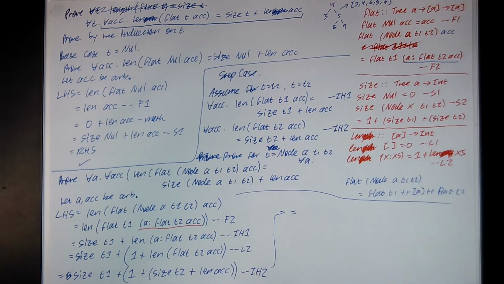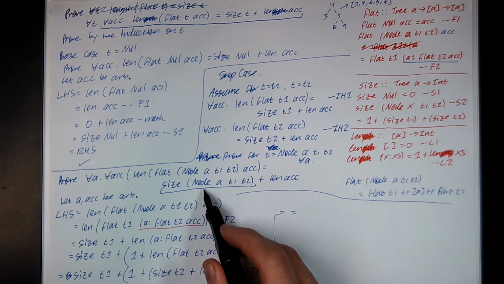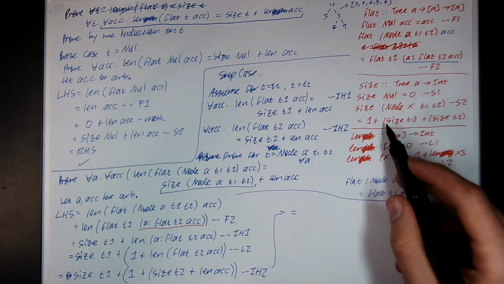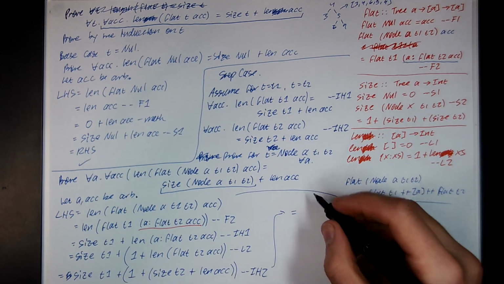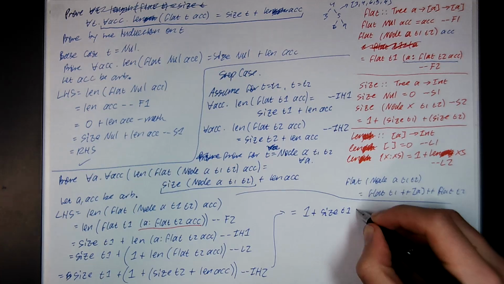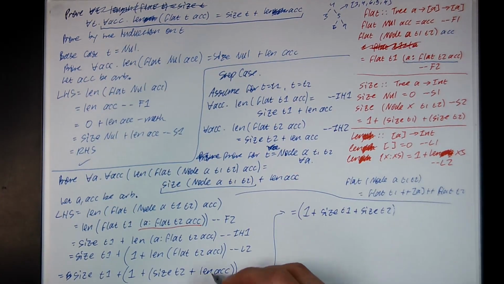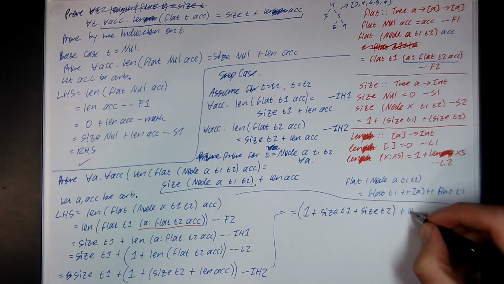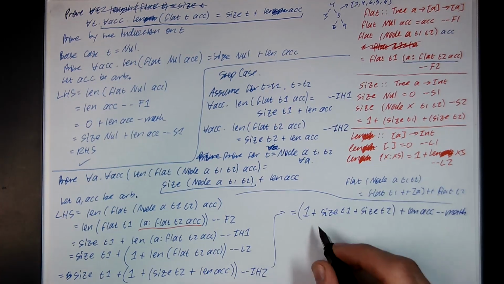So this is going to become, what order do I want to put this in? Well, I want to put this in an order such that I can rearrange it to make all the size terms look like this. So if we look at the definition of size, I want to rearrange it so it looks like 1 plus size T1 plus size T2. So I can do that. 1 plus size T1 plus size T2 plus len AC, by math. So all I've done is just rearrange the order of the terms.